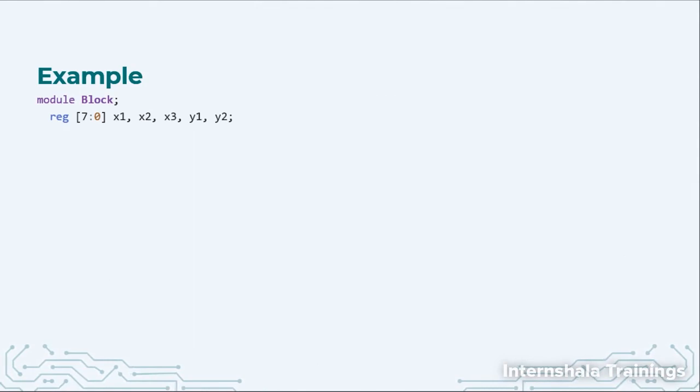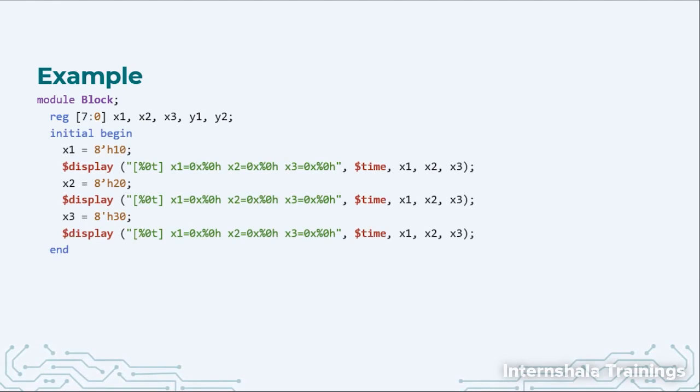I have a module whose name is block. I have declared 5 registers. All of them are 8 bits. Then I write the first parallel block. Between the initial, begin and end, first of all I declare the value of x1. It is 8-bit hexadecimal value 10. That means the first 4 bits are 0001, and the next 4 bits are all 0.